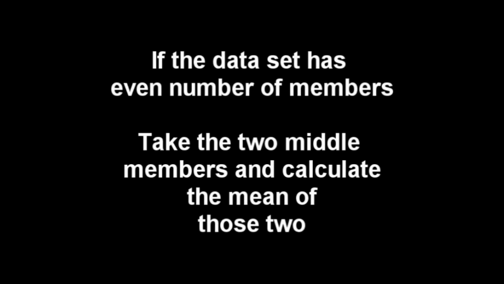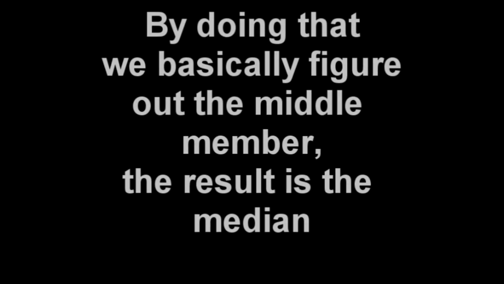If that's the case, we can actually use what we learned about the mean to help us out. If the dataset has an even number of members, to find the median, we need to take the 2 middle members and calculate the mean, or average, of those 2. By doing that, we basically figure out what number will be exactly in the middle, and that number is our median.